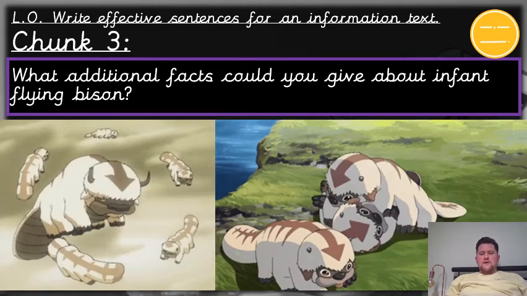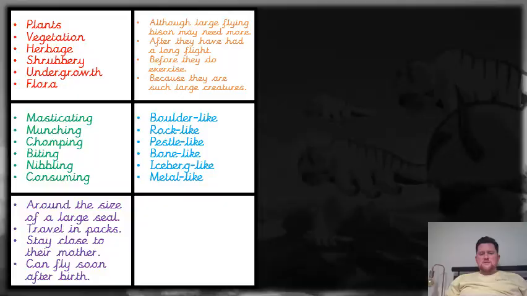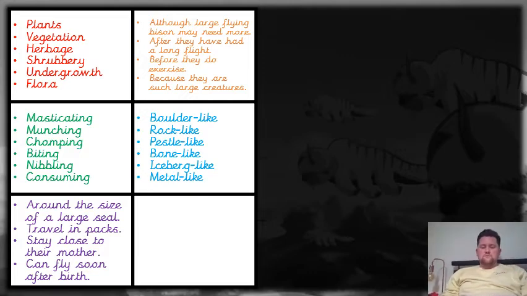So, right, once you've written down some of those facts, let's have a look at what I've got. I've said they're around the size of a large seal. I've said they travel in packs. I've said they stay close to their mother. I've said they can fly soon after birth. So pause the video and magpie some of the facts I've written down as well, please. Okay, now we are going to have a look at the next bit.